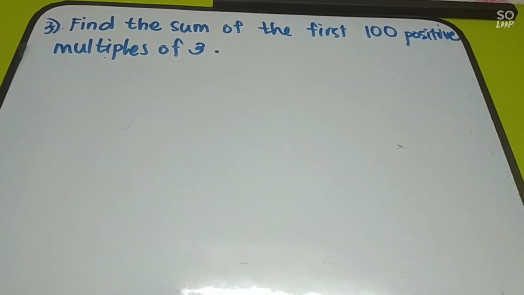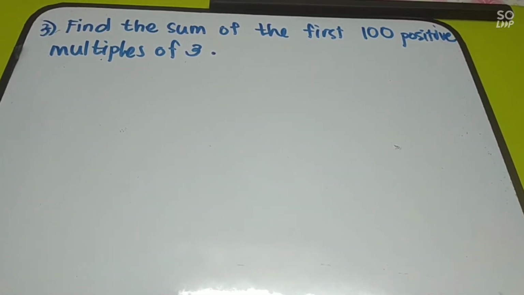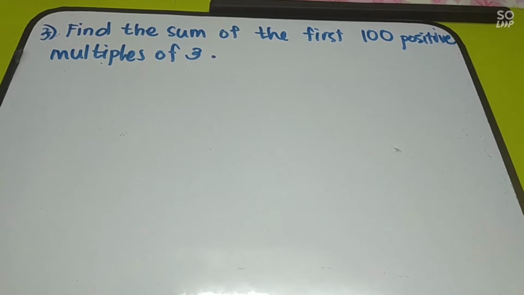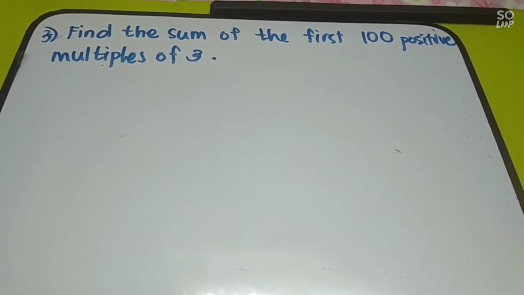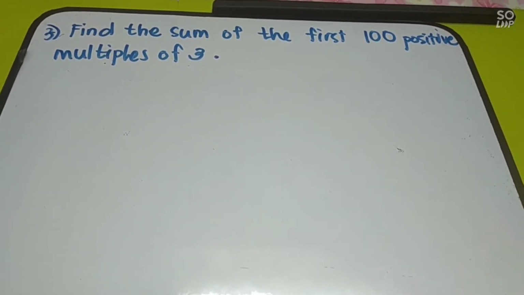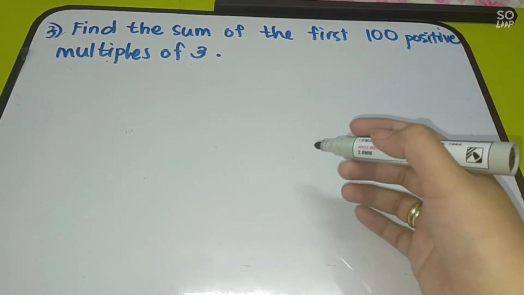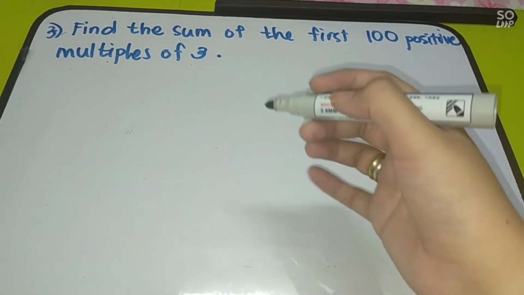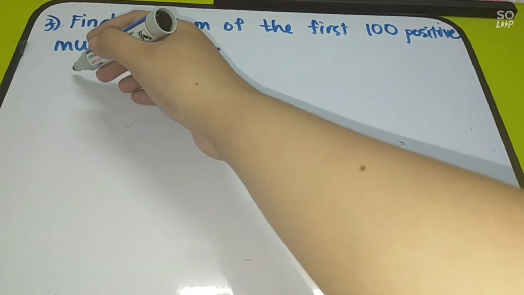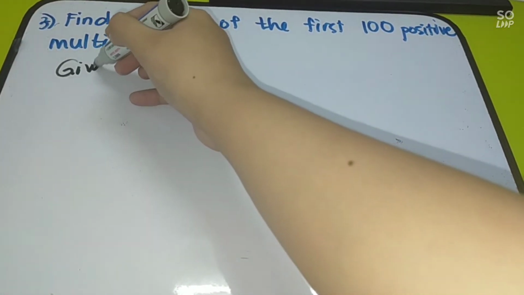Number 3. Find the sum of the first 100 positive multiples of 3. So, dito, let us find out yung given. So, dito hindi mo makikita talaga yung last term niya. Kaya, common difference at saka ano ang kukunin mo dito. First term at saka number of terms. So, let us have the given.